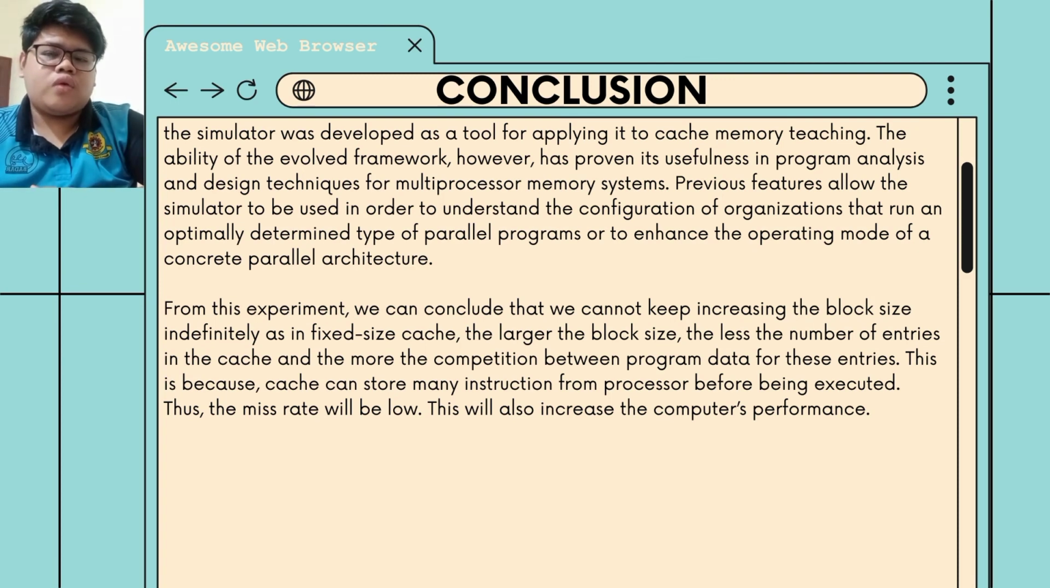From the experiment, we can conclude that we cannot keep increasing the block size indefinitely for a fixed size cache. The larger the block size, the fewer the number of entries in the cache and the more the competition between program data for these entries. This is because the cache can store many instructions from the processor before being executed. Thus, the miss rate will be low, and it will increase the computer performance.